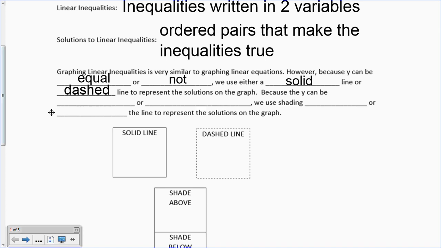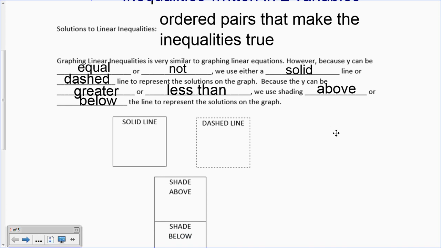Because the y can be greater or less than, we use shading either above the line or below the line to represent the solutions. Okay? It's a lot of words. It doesn't quite make sense. It will once we do a problem.